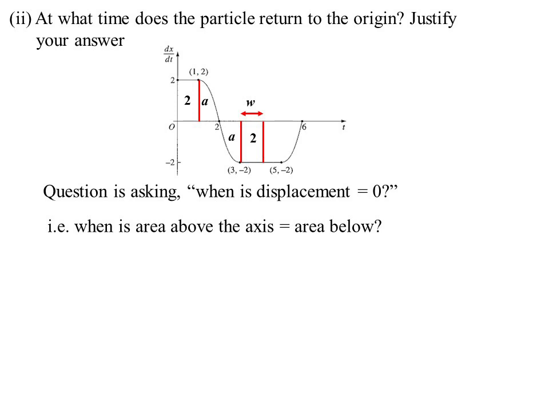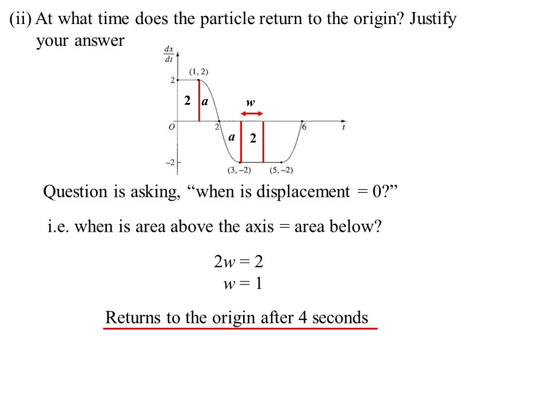And then we've got this one here. I want the area above to be the same as the area below, so I now want to know when is this rectangle going to have an area of 2. That's what I want it to be. In other words, how wide is that rectangle? Okay, 2 times W has got to equal 2, W is equal to 1, so 4 seconds. After 4 seconds, it's got to go back to the origin.